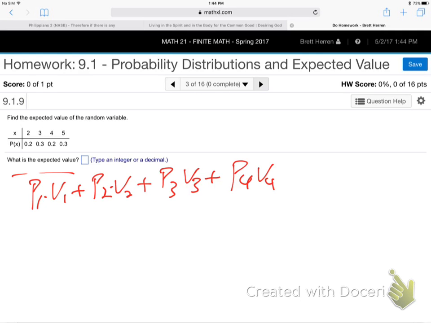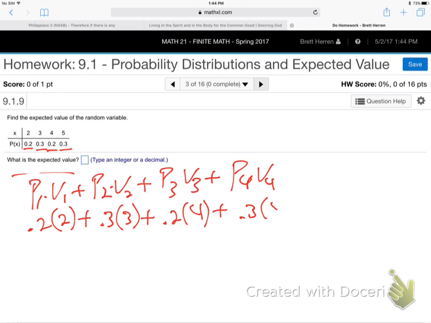All right, so here we go. The probability is 0.2 times the value of 2. The probability is 0.3 times the value of 3. The probability is 0.2 for the next one times the value of 4. The probability is 0.3 times the value of 5. See how I came up with that? I'm just multiplying probability times value for each of those. Then just hit the buttons on your calculator.